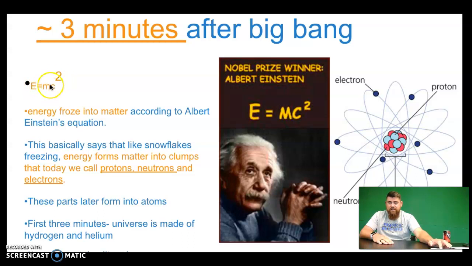Now C is not a variable. C is a constant. C is the speed of light, and I should know the speed of light off the top of my head, but I don't. You can look it up.